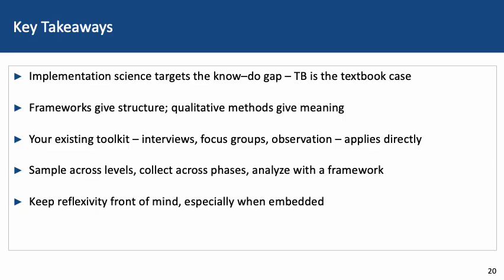So I just want to leave you with a few key takeaways here. Implementation science targets the know-do gap, right? What you know versus what is actually happening in the field. And TB is one really good case for this. We've talked about it throughout this talk. Frameworks give you structure, but qualitative methods give you meaning. They're what makes the frameworks real. Your toolkit that we talked about just now, interviews, focus group discussions, observations, they apply very directly to an implementation science setting. You want to sample across levels, collect across phases, and analyze with a framework. And keep reflexivity front of mind, especially when you're yourself embedded in the program that you're looking to study.